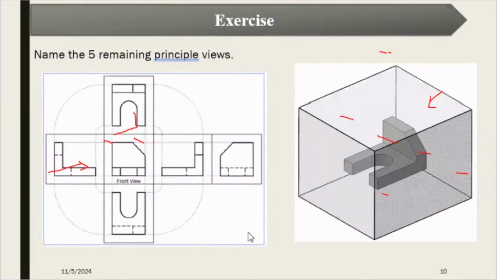So now you can see that these are the 6 views, and please name the remaining principal views now. So this is the front view. Okay. මැද තියෙන front view එක නම් ඊට එහා පැත්තේ තියෙන මොකද්ද මෙහා පැත්තේ තියෙන මොකද්ද කියලා නම් කරන්න බලන්න.